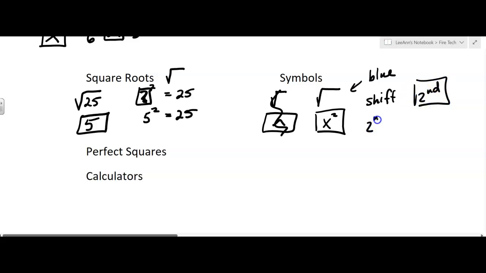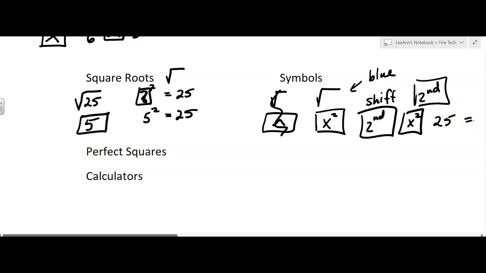So I have to go second, and then I hit the x squared button, but that's going to give me the blue part. That's why it's shifting. It's shifting to that higher function. And then I would put in the 25, and then the equal sign, and it's going to give me the answer 5.